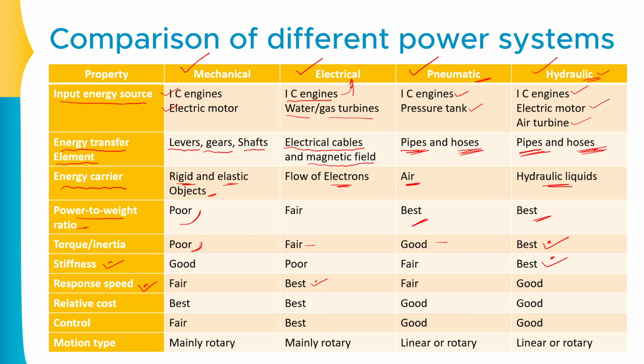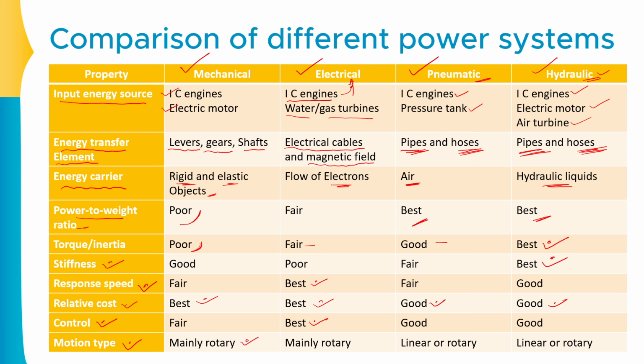When it comes to the cost, the relative costs are actually very good in the mechanical and the electrical systems. When it comes to cost to performance ratio, mechanical and electrical systems give you the best output. Hydraulic and pneumatic systems are relatively slightly costlier than the previous ones. In case of the component controls, the control in the electrical system is the best. The other three are okayish.